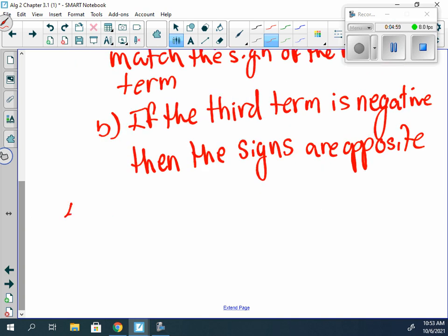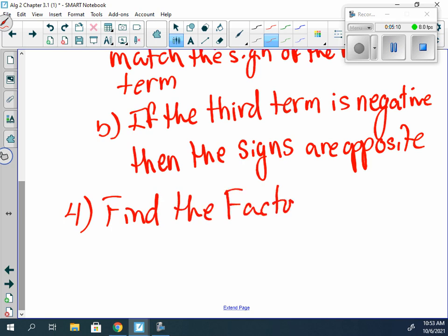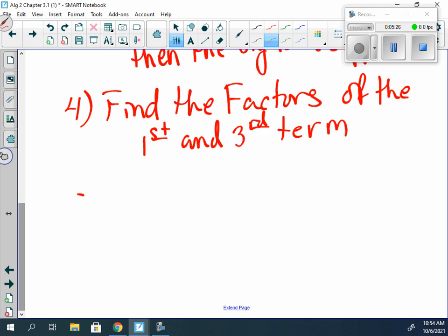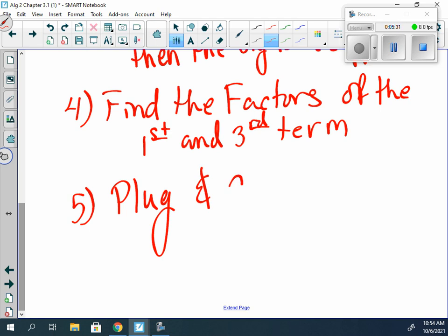That brings us to step number 4. Does anybody know what step number 4 is? Find the factors of the first and third term. And then last but not least, step number 5 is plug and check.